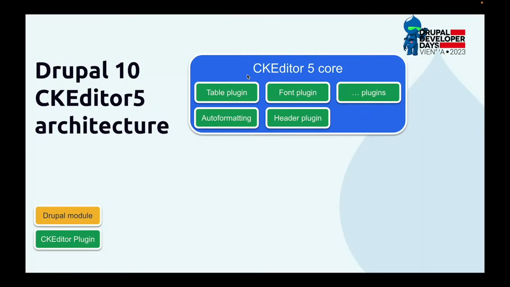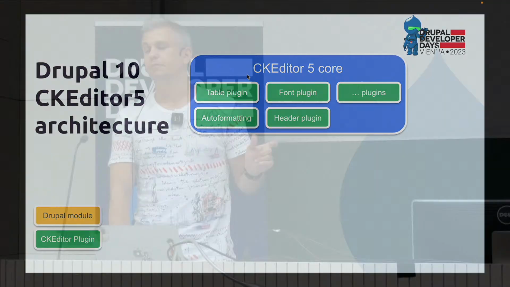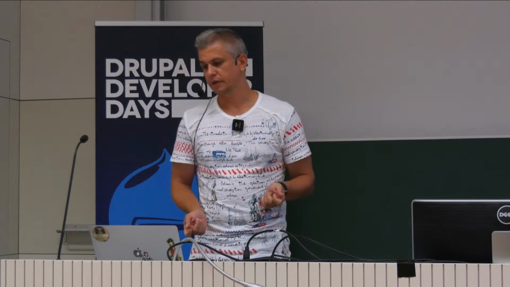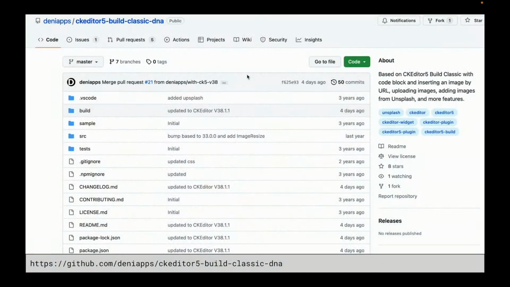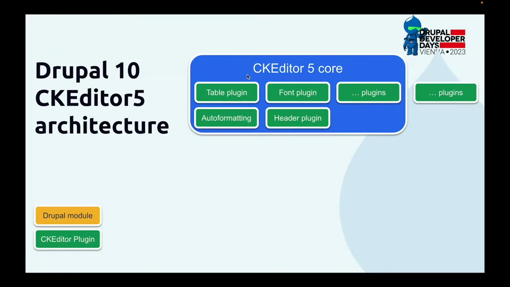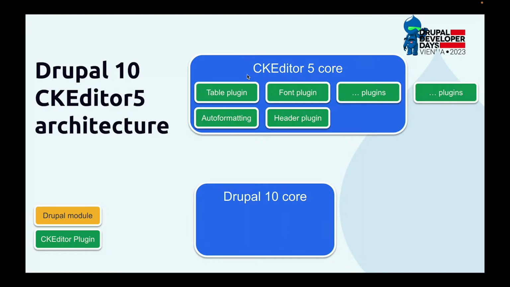On top of the official plugins shipped with the CKEditor 5 core, there are other plugins. You can actually create your own plugin and put it on GitHub. I found this one very quickly, which is a build on CKEditor 5 Classic and adds support for inserting an image by URL, uploading an image, or adding an image from Unsplash. So some extra image support, someone just put it there. It's CKEditor 5 compatible. You can put it together in your JavaScript application and use it if you want to, or you can write a Drupal module to support it. Anyway, let's move to Drupal.